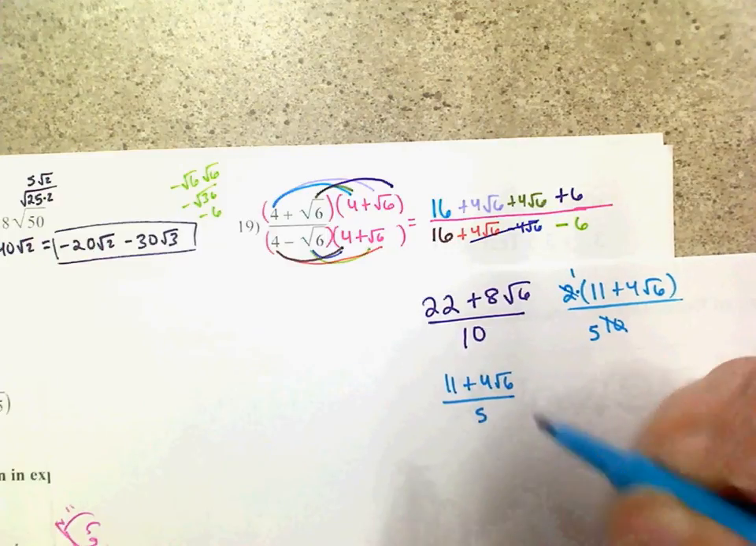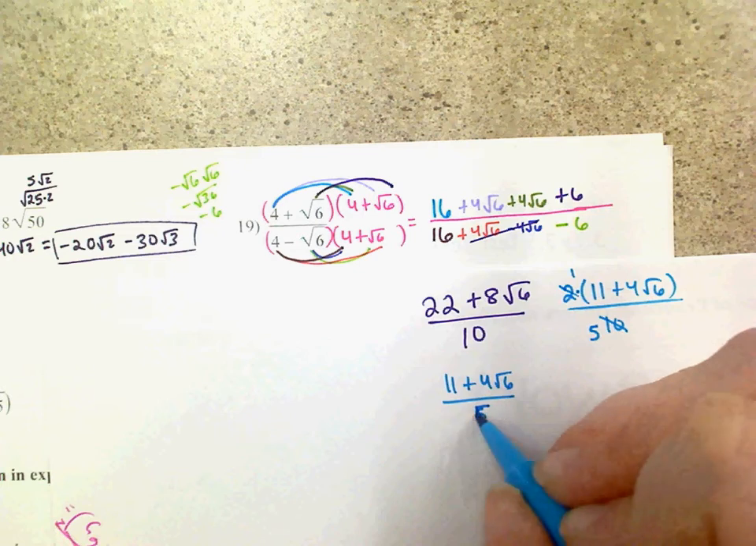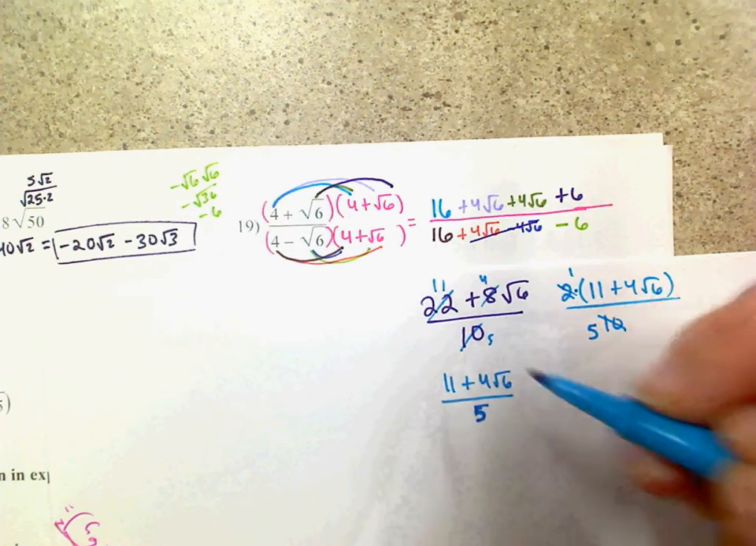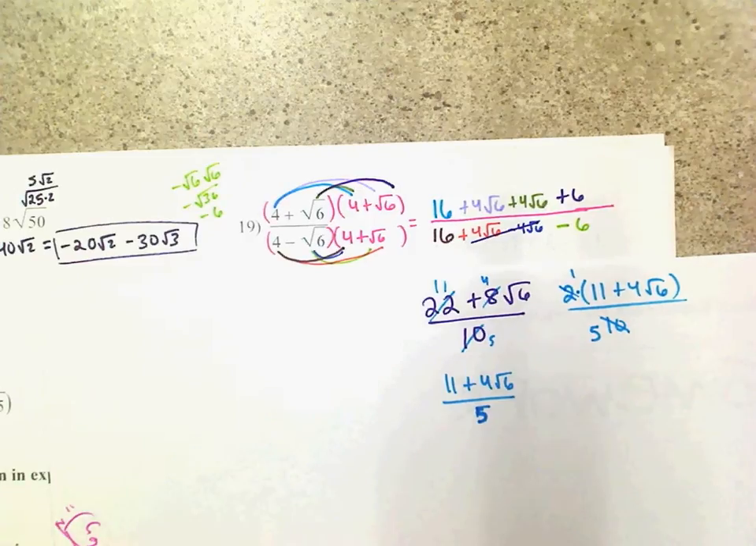As long as you know it works that way, then you can just say, hey, this and this all divide by 2. 11, 4, and 5. Okay? And that is my final answer.